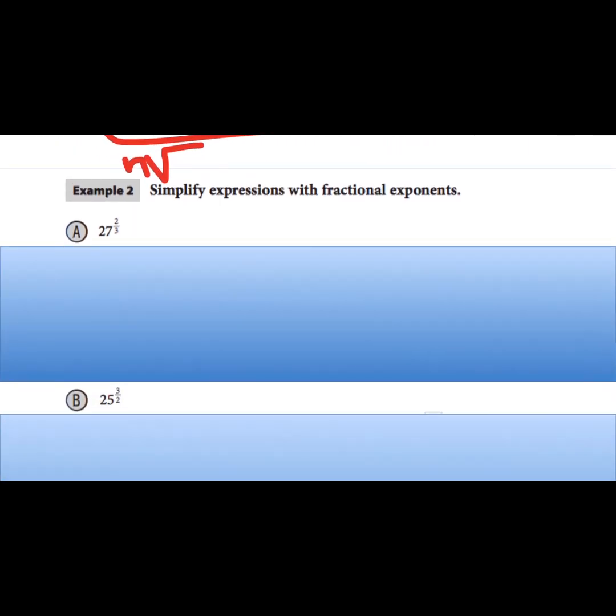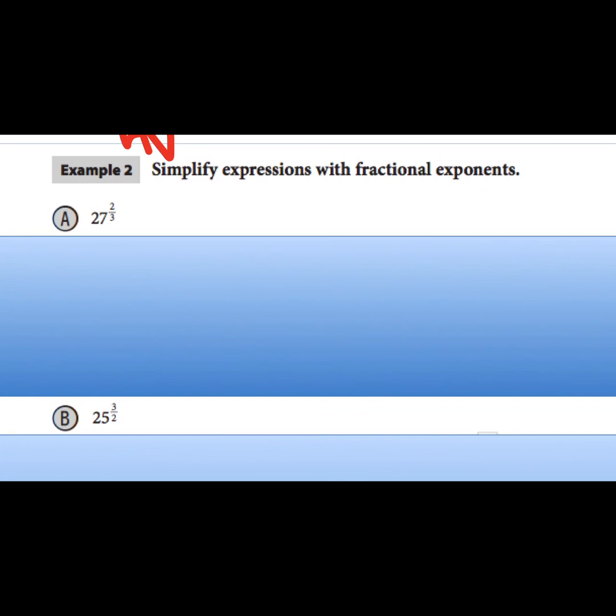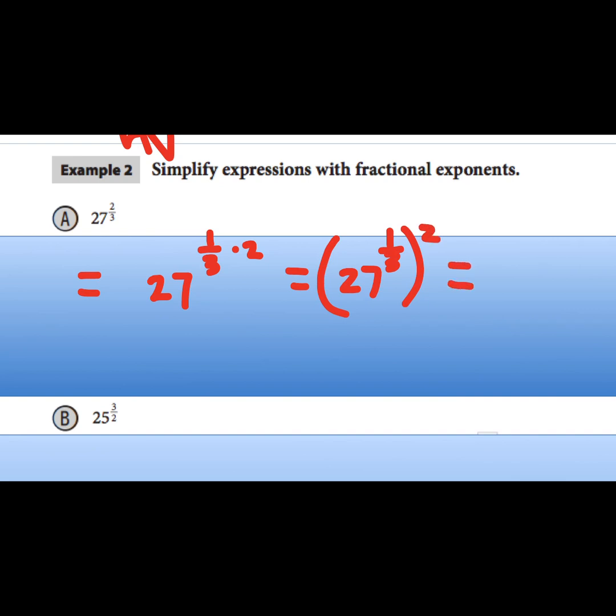Let's take a look at how we can do that with this example right here: 27 to the 2/3. Applying the rule that we just learned, we separate the 1/3 power from the 2. We can rewrite that separately, apply the 1/3, and then rewrite the 2 outside. We know that the 1/3 power just means the cube root of 27, and the cube root of 27 is equal to 3. Then if you square the 3, that gives us 9.